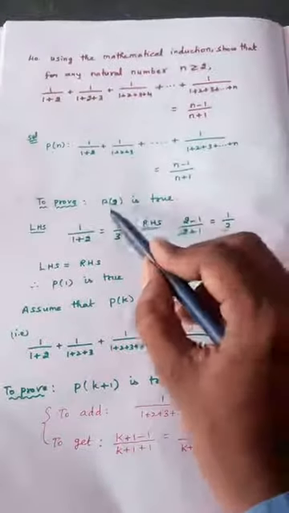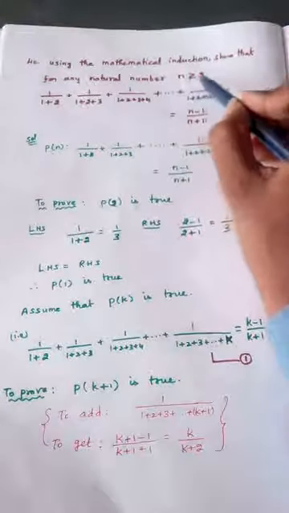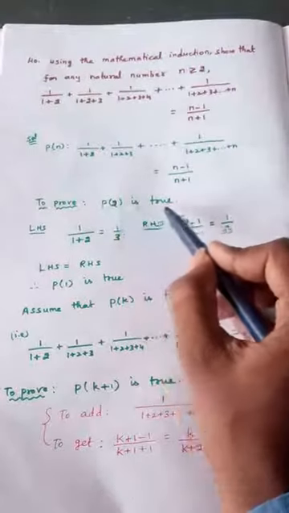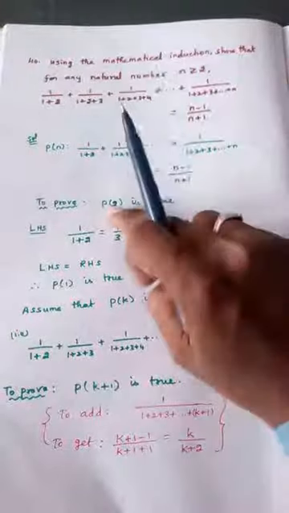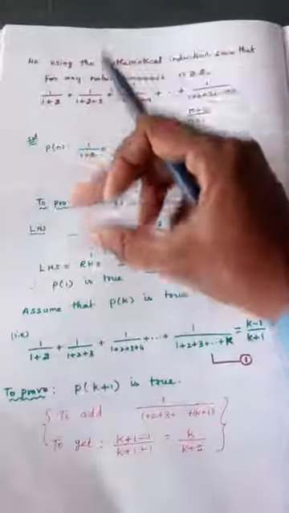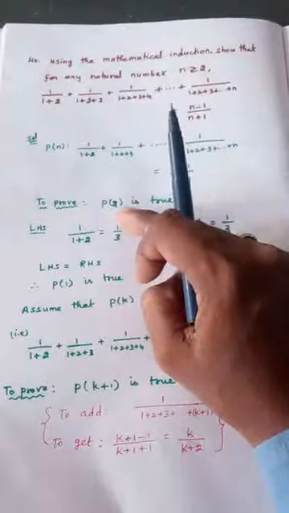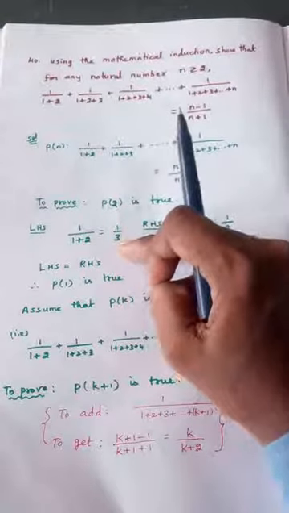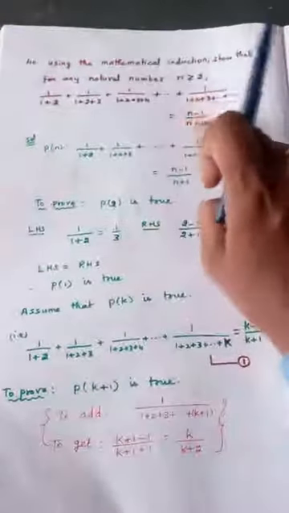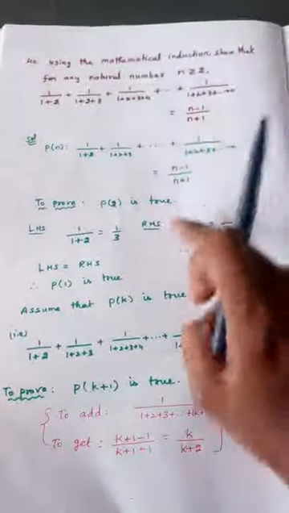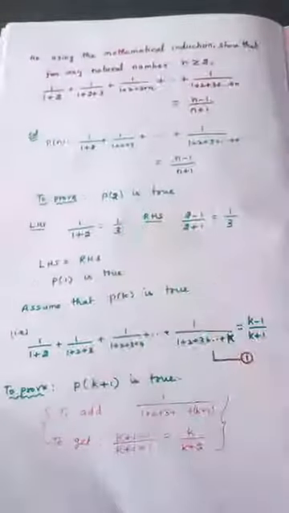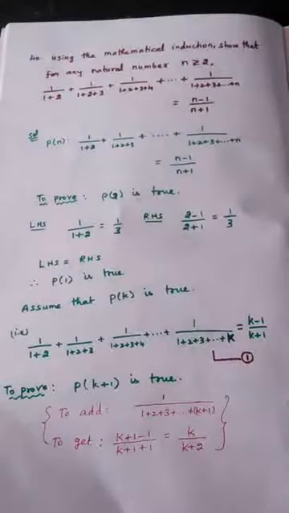What is to prove? P of 2 is true. Why am I writing 2? The meaning is n is greater than or equal to 2. So we need to prove P of 2 is true. So take the first term. Even though there is 2, the meaning is we should take one term. So 1 by 1 plus 2 is equal to 1 by 3. This is LHS. If you go for RHS, replace n by 2. So 2 minus 1 by 2 plus 1. Again 1 by 3, they are equal. P of 2 is true. Here completes the first part.